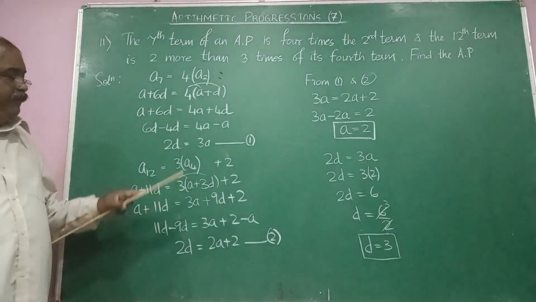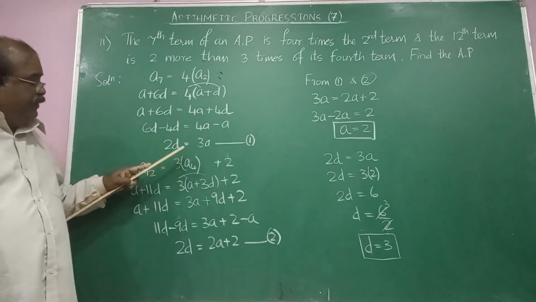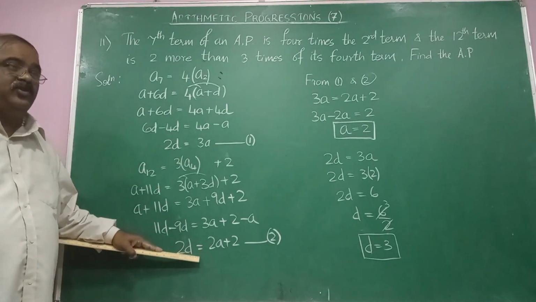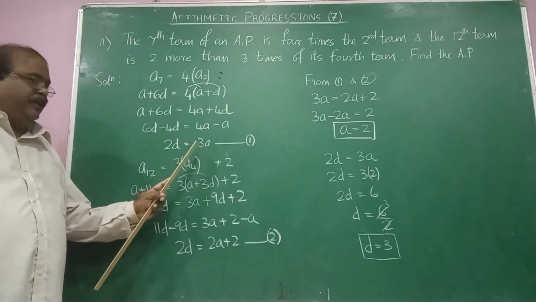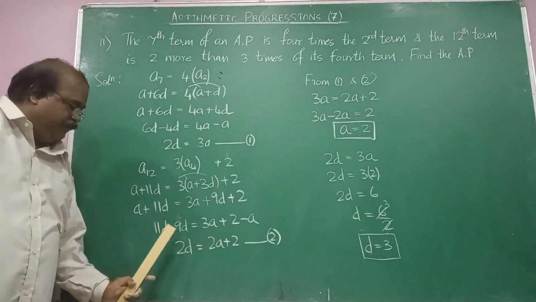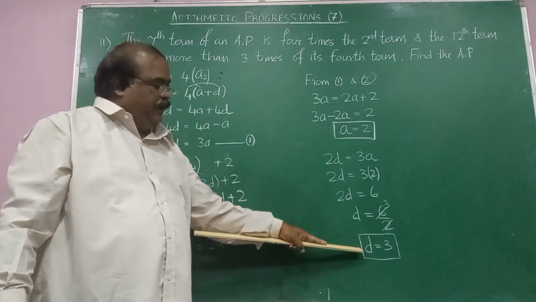Here I have not done it like how I did in the previous sum. In the previous sum I had taken equation 1 and equation 2 as simultaneous equations. But here I used axiom number 1: things which are equal to the same things are equal to one another. Easily I got A and easily I got D.